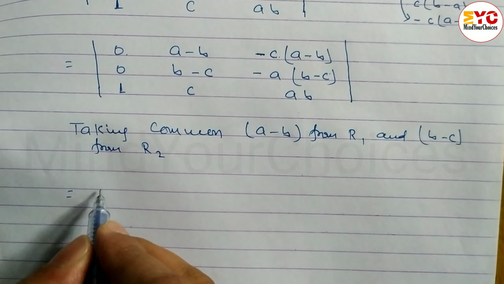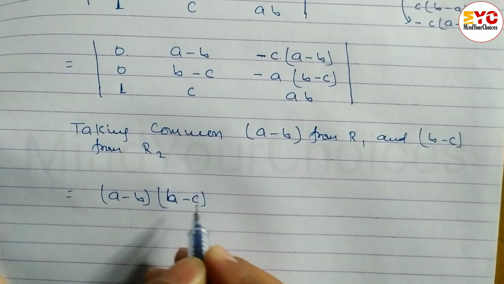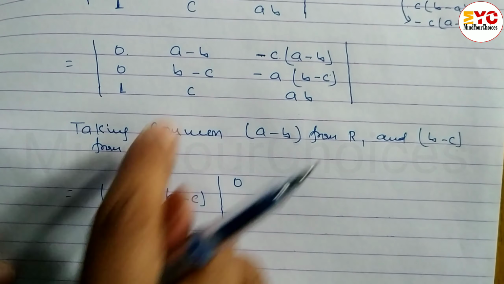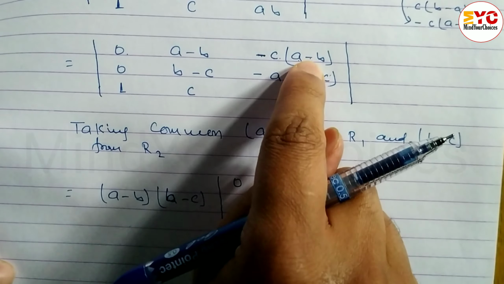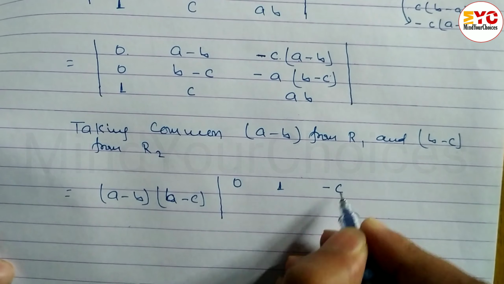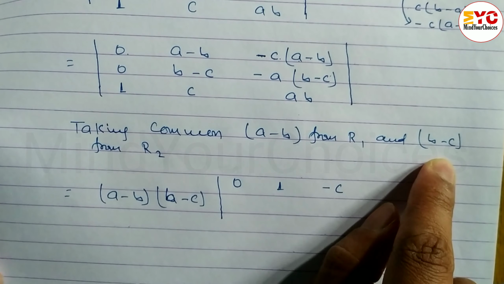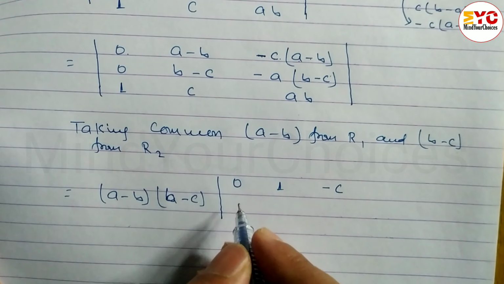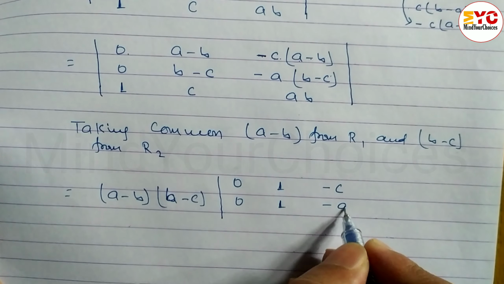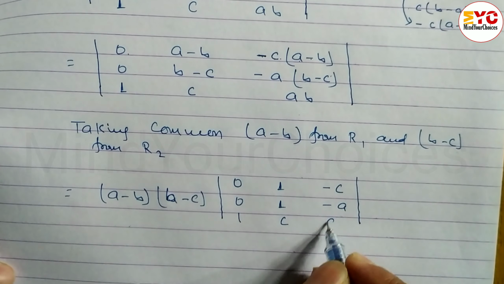From R2 we have to take B minus C common. Okay, now take common here A minus B and B minus C. What is remaining now? Here 0, so 0. A minus B is already taken common, here remaining 1. Here A minus B is already taken from the first row, remaining minus C, so write minus C. From the second row, from R2, we took B minus C common, so here 0 means 0 only. From here B minus C common, so 1. From here B minus C common, so minus A. And the third row we write the same: 1, C and here AB.